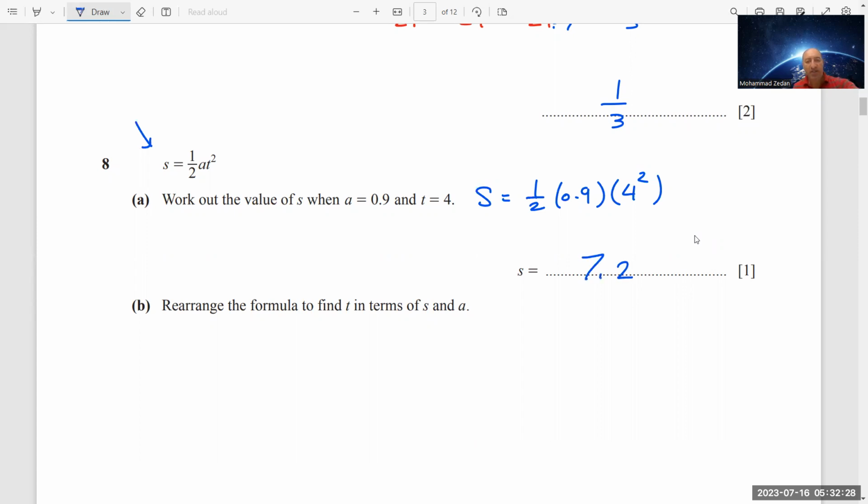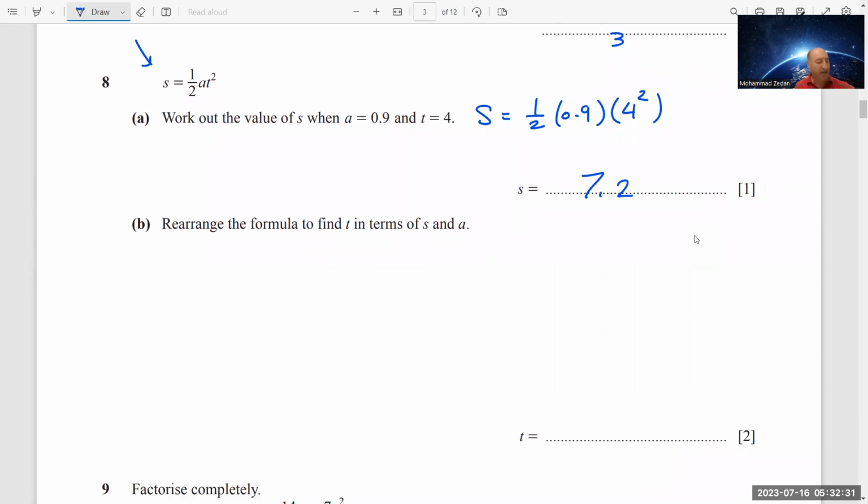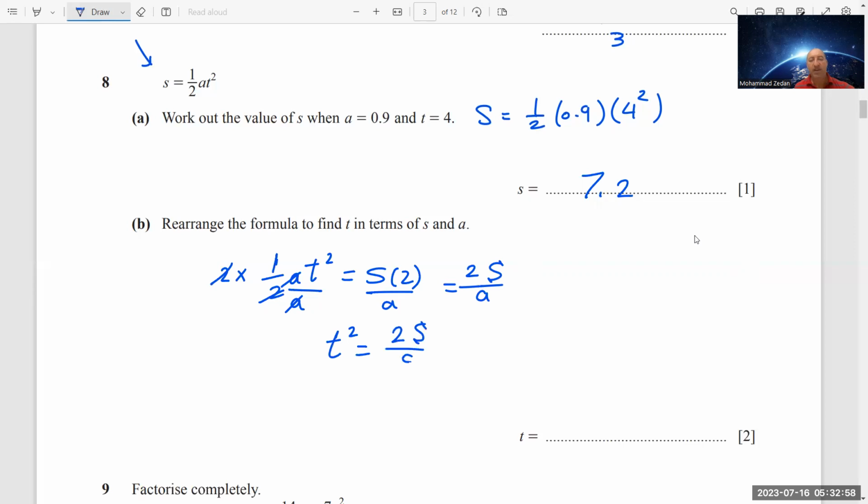Rearrange the formula, find T in terms of A and S. I want to find T, so I just start with 1/2 AT squared is equal to S. Just multiply by 2 here to remove the half. And divide by A. So now T squared equals 2S over A. To find T, you just take a square root, positive or negative square root of 2S over A. And this is the answer.